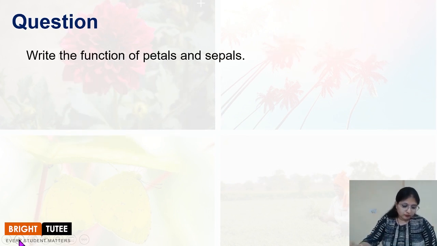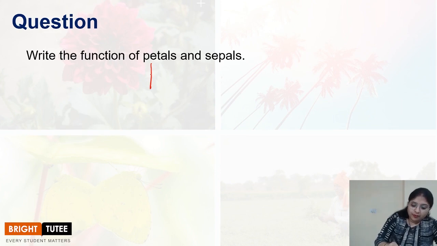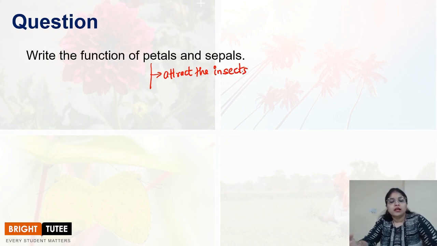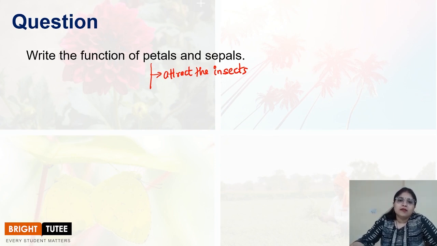Now, what is the function of petals and sepals? When we talk about petals, these are the attractive part and are used basically to attract the insects, right? This is done for the sake of pollination. This is a term which you will study in your higher classes. Basically, petals are very colorful. Different colors are there, and these help in attracting the insects towards the flower.